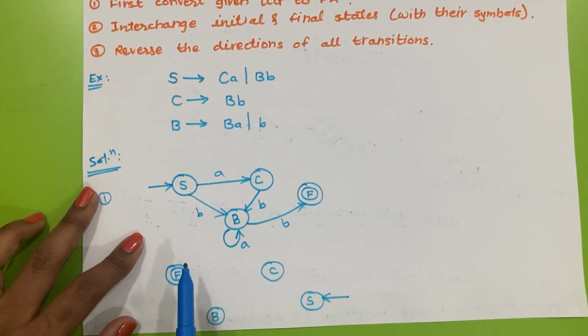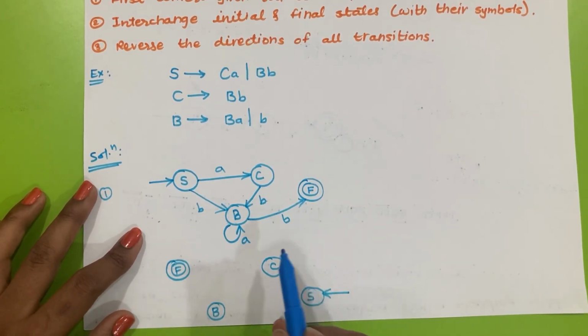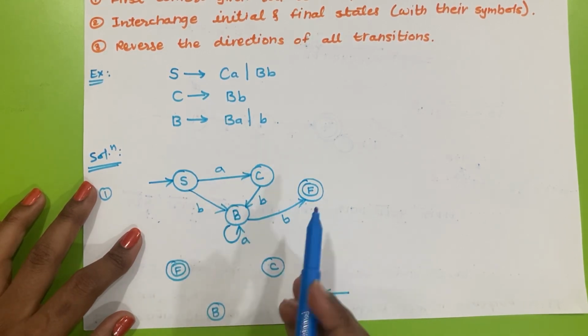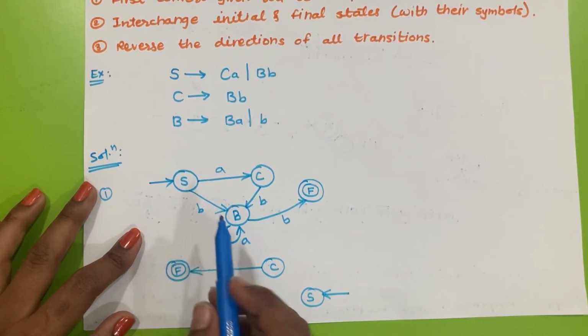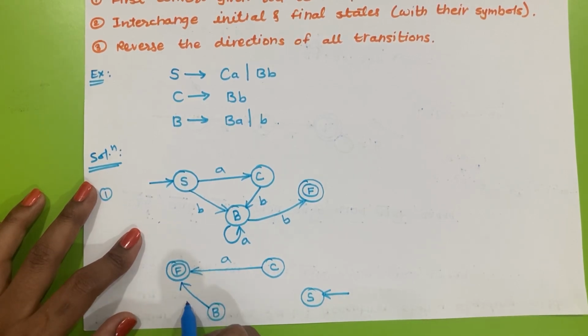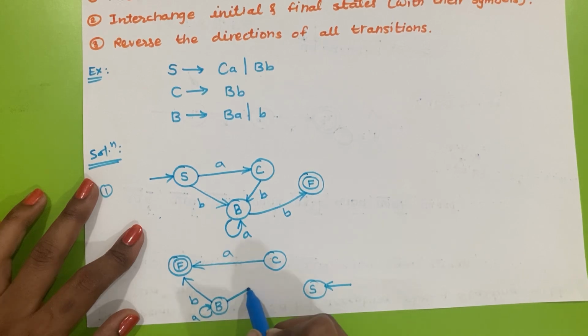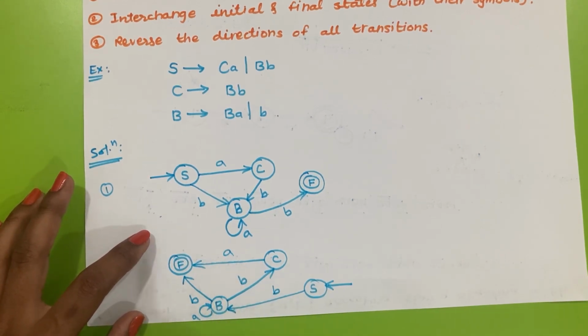Okay. Now next step is we have to reverse the direction of all the arrows of transition. So this is from left to right, so I will draw here from right to left by taking input. Okay, so I'll reverse the direction. Okay, now I have here reversed the directions of all transitions.